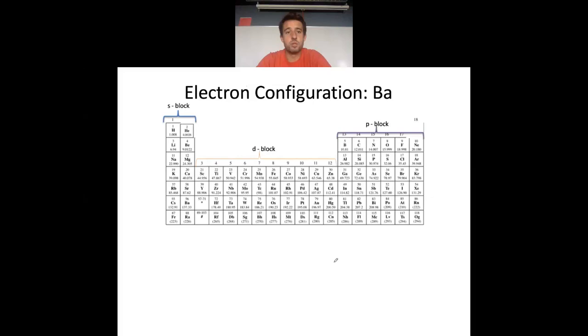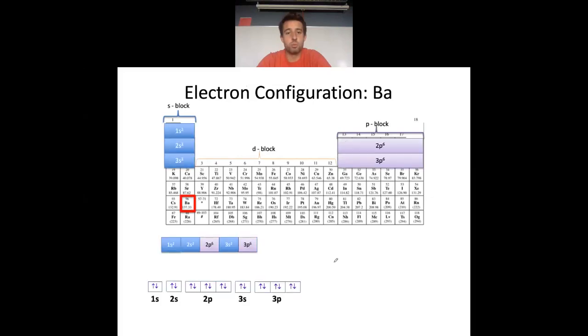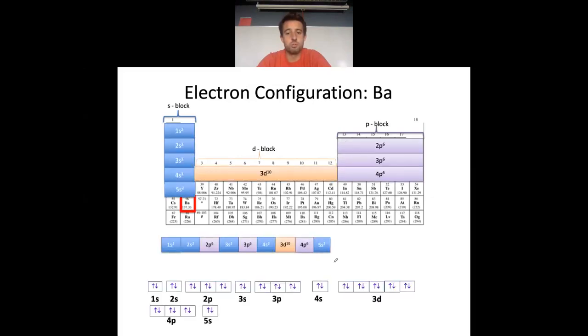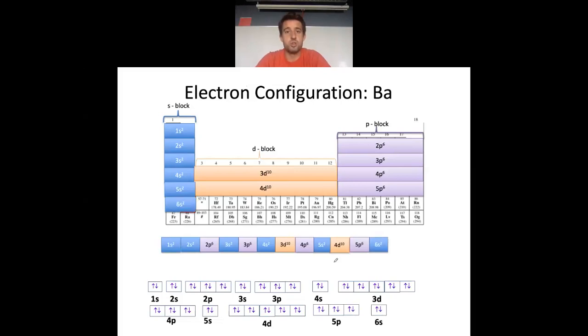Okay, here's barium and its orbital diagram. I don't know, I just thought I'd do it for you. So once again, in the same way that you could shorten barium's electron configuration to any other element you need to use, you could also shorten this orbital diagram down to any orbital diagram you need to use. Cool.